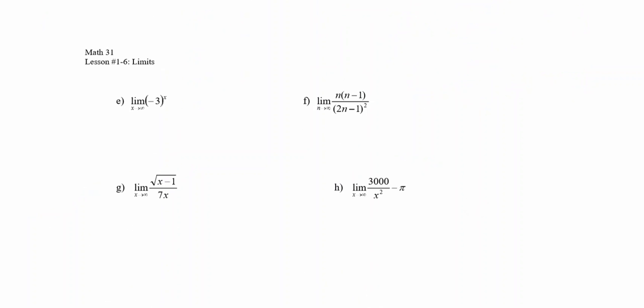Okay, the limit of negative 3 to the power of x. Yeah, that's what I was saying. It's kind of a weird one, right? Because it's a negative number going to a power. If the exponent was 2, that would be a positive number. If it was 3, it'd be a negative number. If it was 4, it'd be positive. So this one's kind of jumping all over the map. It doesn't really approach anything, does it? So in this case, it just does not exist either.